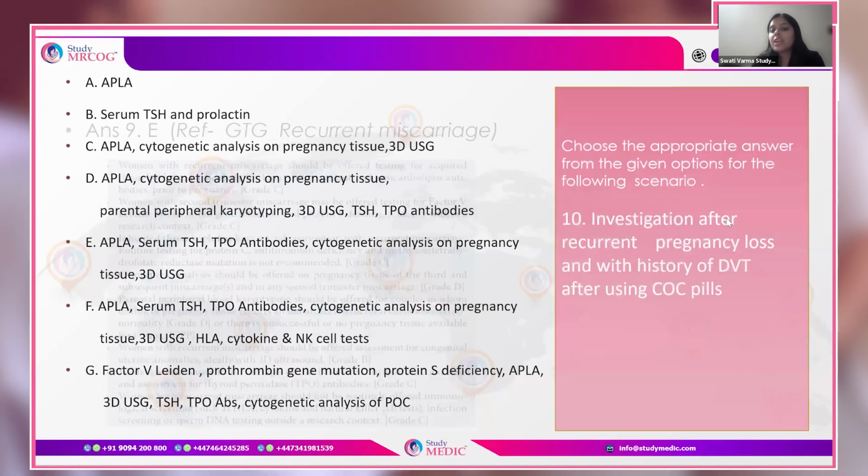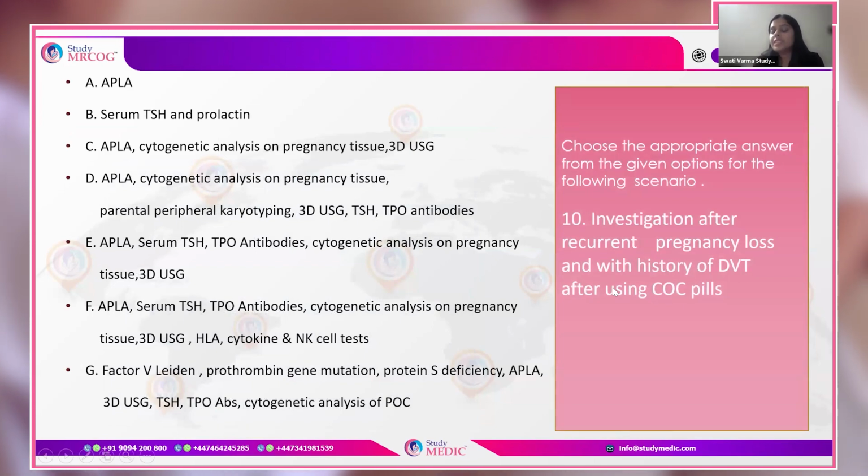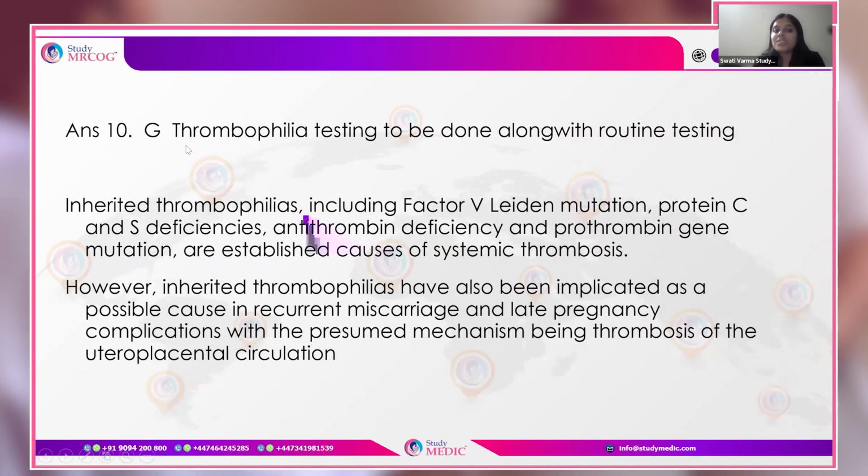Last one, investigation after RPL and with history of DVT after using COC pills. That means somewhere she is at high risk of inherited thrombophilias. So it is necessary that we carry out a test. Besides APLA, we need to test for congenital thrombophilias also. Additional to the routine tests, factor V Leiden and prothrombin gene mutation tests might also need to be carried out. So the best option is G.